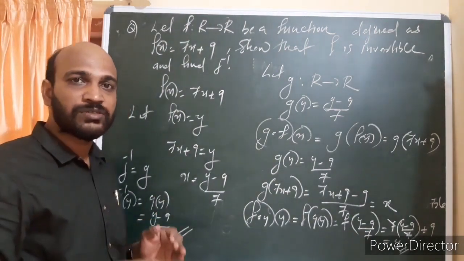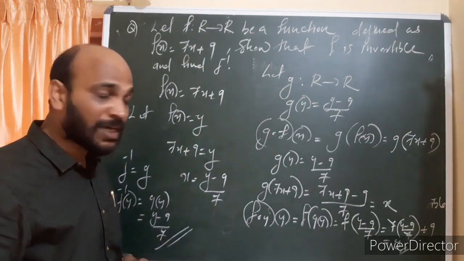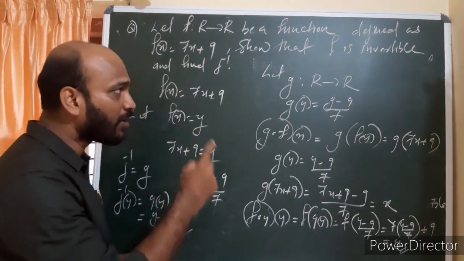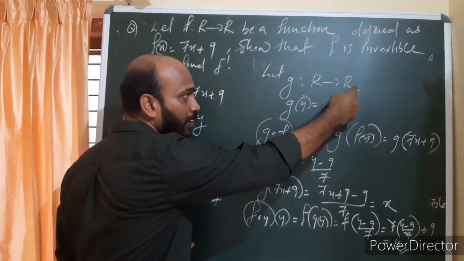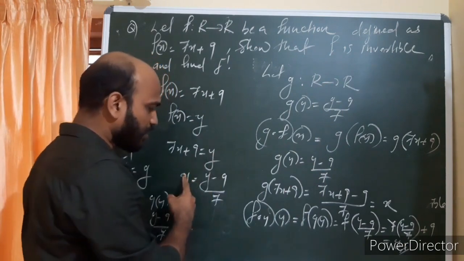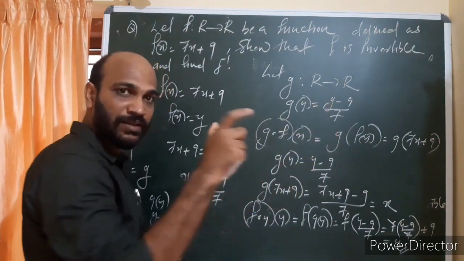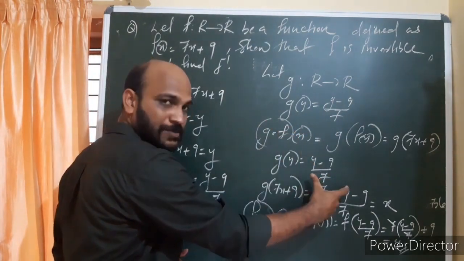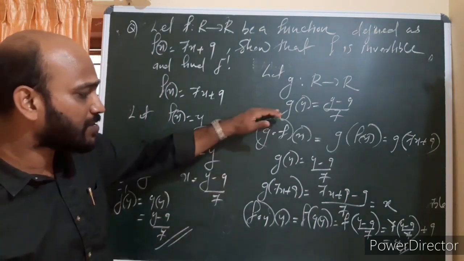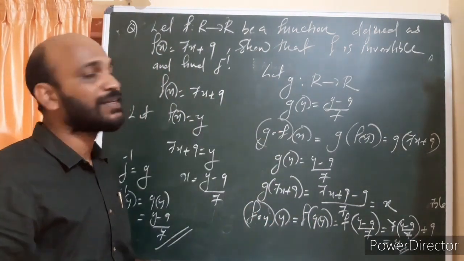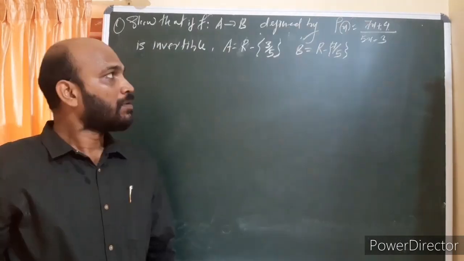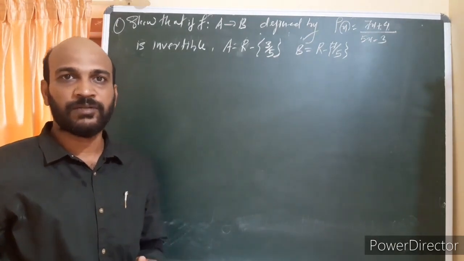So you can use this method also. For doing this method, first you have to take f of x equal to y. Then you have to find x in terms of y. After that you have to define a function g from codomain to domain, or range to domain, defined as g of y equal to x, x equal to (y minus 9) by 7. Then you have to show that g of f of x equal to x and f of g of y equal to y. So if a function satisfies these two conditions, then we can say that g is the inverse of f, or f is invertible. Now consider one more question.